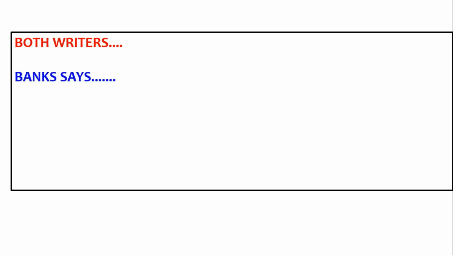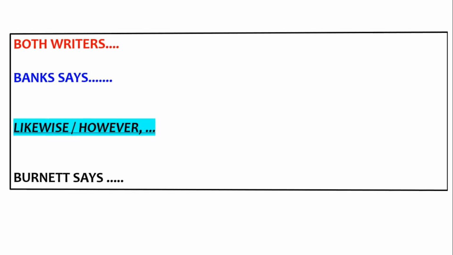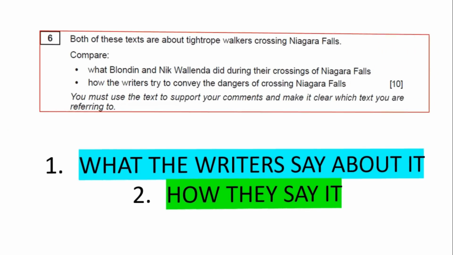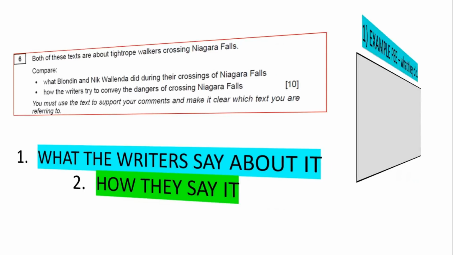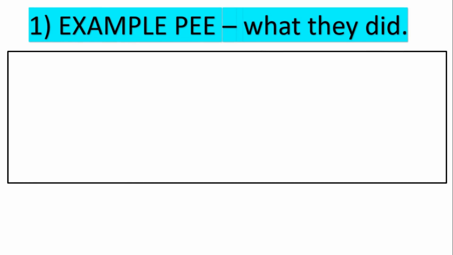This is how I would structure my PEs. I put both writers, so both writers agree or both writers disagree. Then I would say what Banks says, likewise or rather, because I'm comparing, and then Burnett says. If we go back to the question, bullet point 1 is saying what the writers say about it, and number 2 is how they say it.